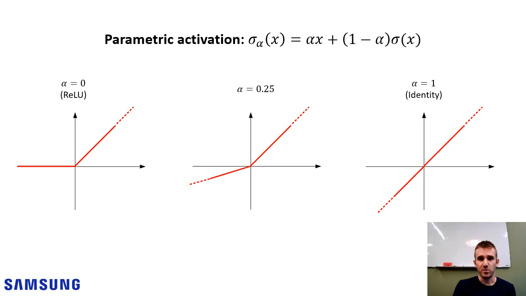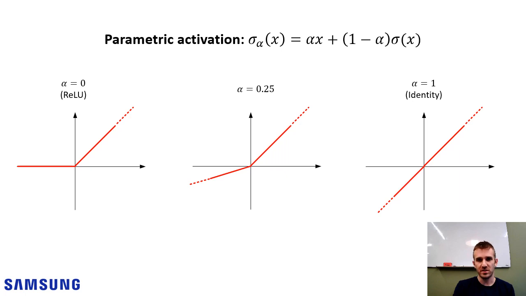Our method for removing activations is as follows. For each activation sigma, we define its learnable parametric activation counterpart. Here we can see the example for parametric ReLU. Alpha is a learnable parameter initialized as 0. For alpha equals 0, we get the original activation sigma. For alpha equals 1, we get the identity, which means that the activation has been removed.